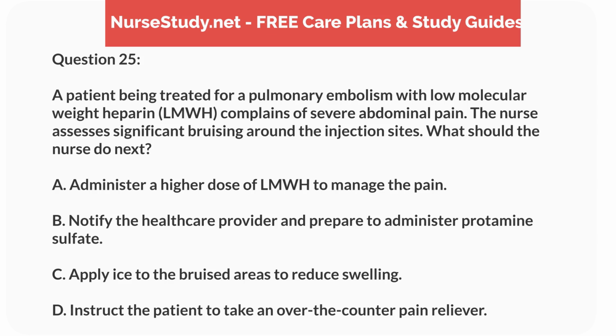Question 25. A patient being treated for a pulmonary embolism with low molecular weight heparin, LMWH, complains of severe abdominal pain. The nurse assesses significant bruising around the injection sites. What should the nurse do next? A. Administer a higher dose of LMWH to manage the pain. B. Notify the healthcare provider and prepare to administer protamine sulfate. C. Apply ice to the bruised areas to reduce swelling. D. Instruct the patient to take an over-the-counter pain reliever.